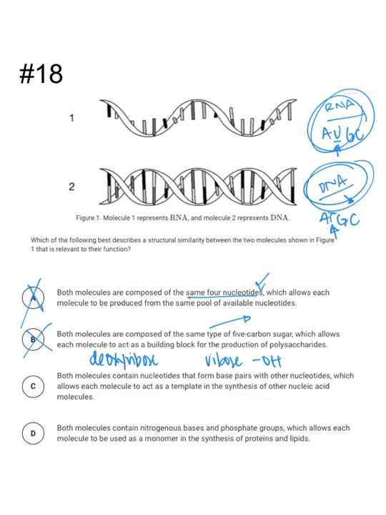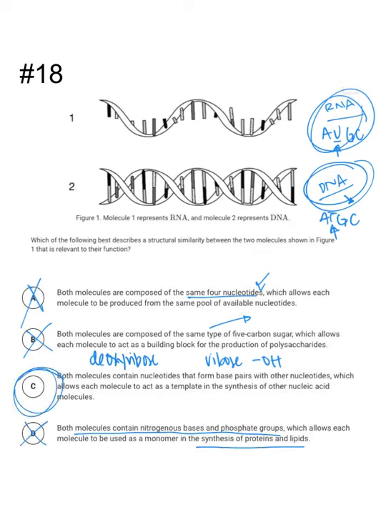I'm going to skip down to D, which shows you which one is correct. D is incorrect because, yes, molecules contain nitrogen bases and phosphate groups, but they are never used in the synthesis of proteins and lipids. Neither DNA nor RNA is used in the synthesis of proteins and lipids. DNA contains the material, which is then transcribed onto RNA and then is used to synthesize protein, but they're never a monomer in the synthesis of proteins and lipids, okay? So the answer there is C.